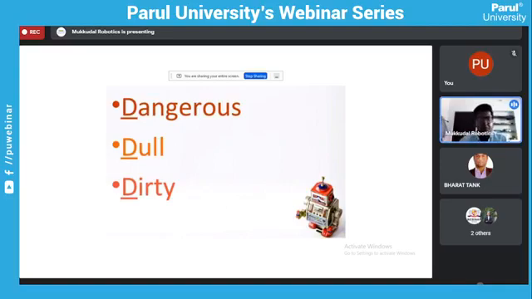The second one is the dull work category, which is where we feel hesitant to do the work, a kind of repeated job. The third one is dirty work, where we feel hesitation, like cleaning work. So these three categories are the main focus for the implementation of robotics.